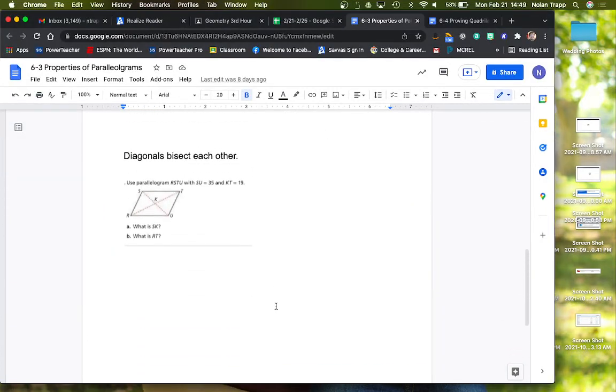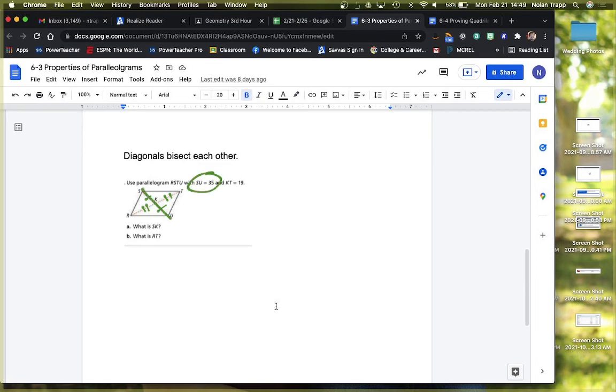The other fact that you need to know is diagonals bisect each other, meaning that this piece equals this piece and this piece equals this piece. It does not mean, once again, anything. I do not know that this line matches this line at all. I only know that those two pieces are matched up. So if they ask, what is SK? Well, if SU is 35, SK is half of that line. SK is this part, which since we know they're equal, it's half, which would be 17.5 for that one.